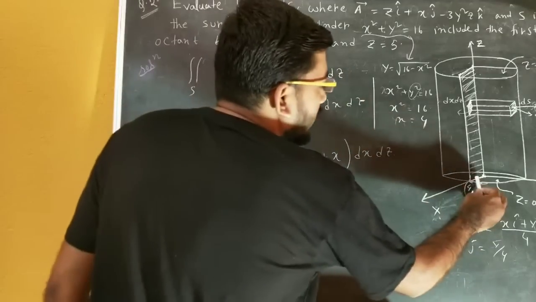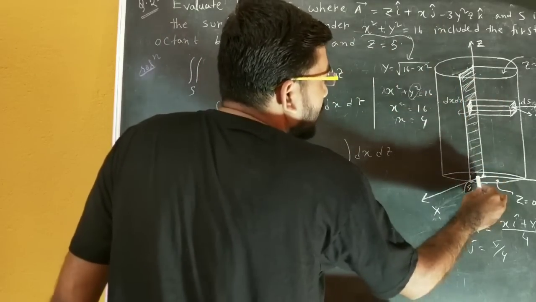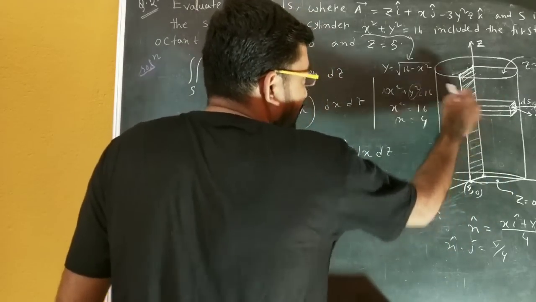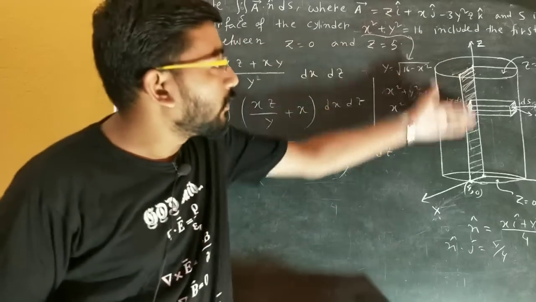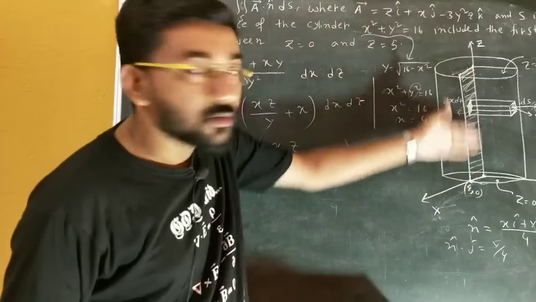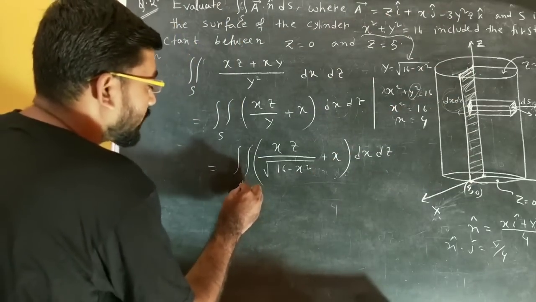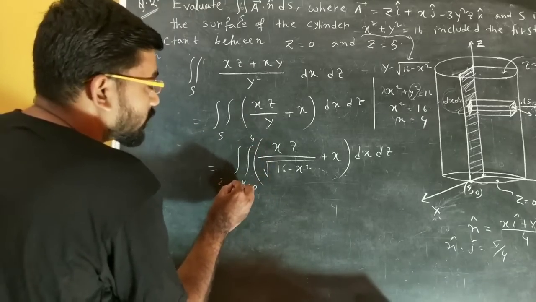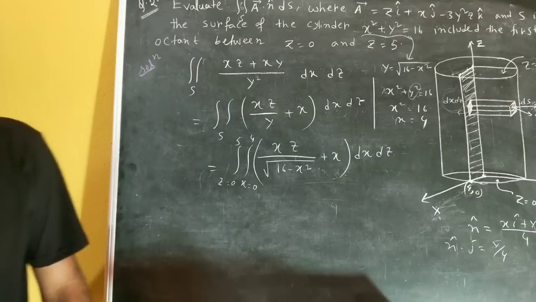Along this direction the only variable is z, and z varies from 0 to 5. If you run dx dz from 0 to 4 and 0 to 5, then you can cover the whole xz plane. So the limit of x will be 0 to 4, and the limit of z will be 0 to 5. This is how you can solve this integration.